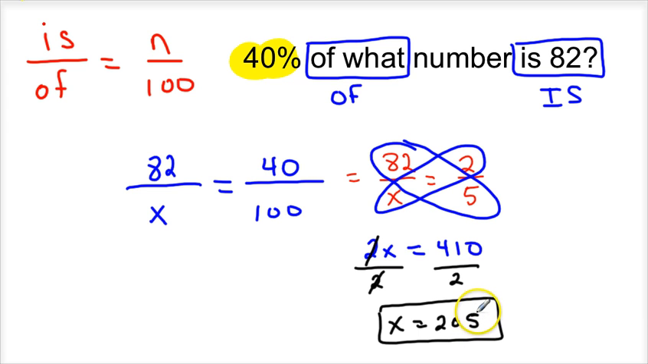Which, think about this logically for a second. If we think about what 50% of 205 is, we can say, well, half of 205 is about 100. So 40% should be less than 100. And you should always think about your answers logically before you put it down.